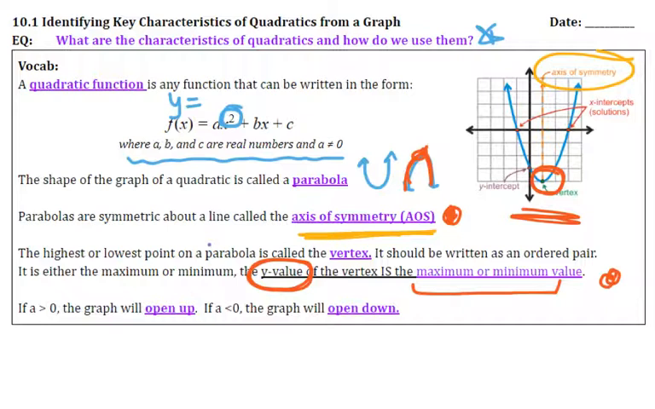The last thing we're going to talk about, which actually ties back to looking at an equation, is the a value, meaning the number in front of your x² term, the leading coefficient. If that is a positive number, then your parabola is going to open up. So if a is positive, you're going to have a parabola that opens up. If a is negative, then you're going to have a parabola that opens down. And that's going to help you identify things about the maximum and the minimum without even having to graph. So now that we have identified these key characteristics, we're going to talk about how to identify them.